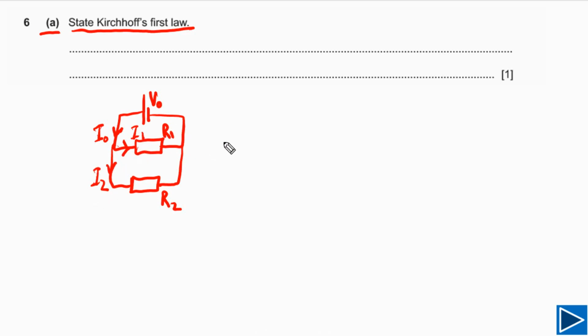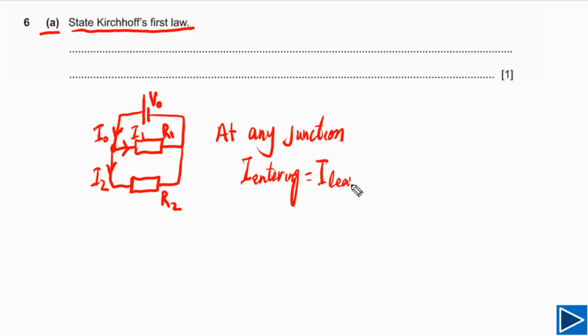Now according to Kirchhoff's first law, at any junction, if we look at this junction, I entering has to be equal to I leaving. It means the total I entering has to be equal to the total I leaving. In this case, the current entering this junction is I0 and the current leaving this junction is I1 and I2. So this is simply Kirchhoff's first law.